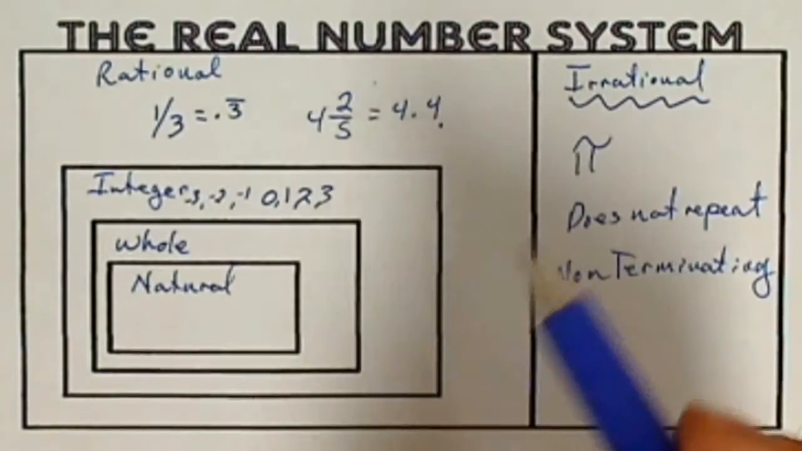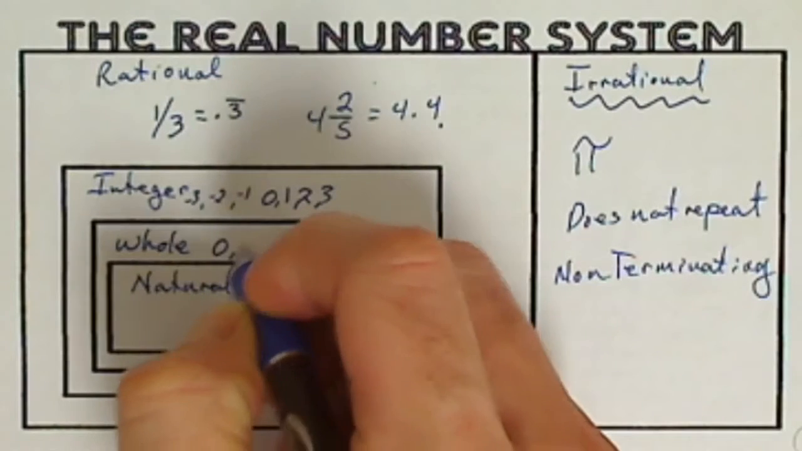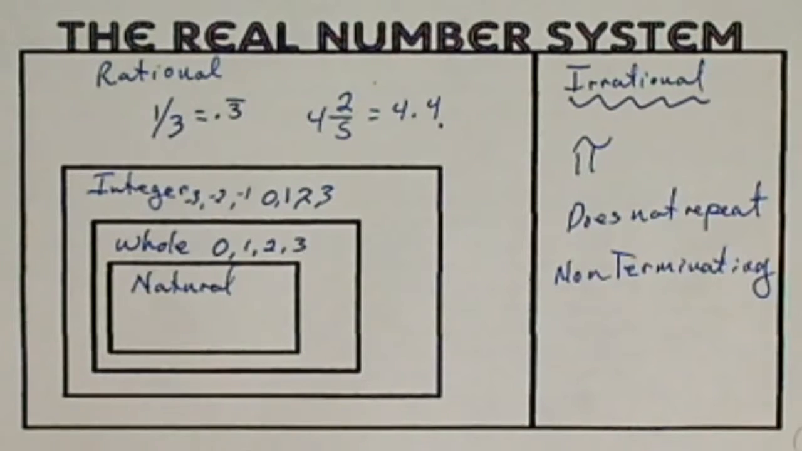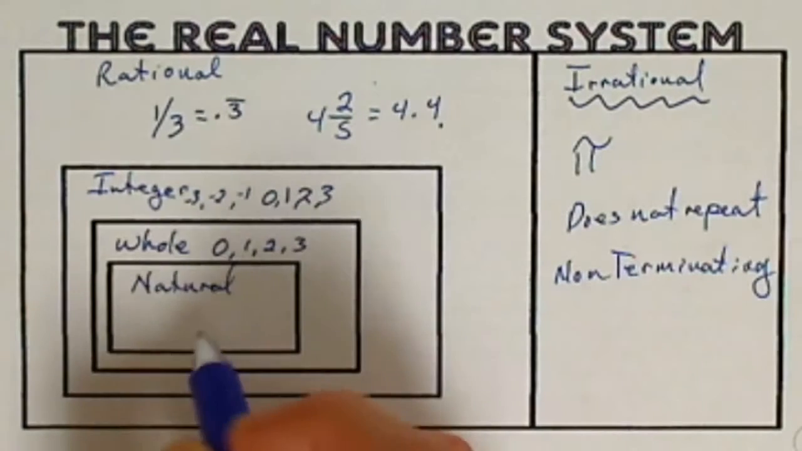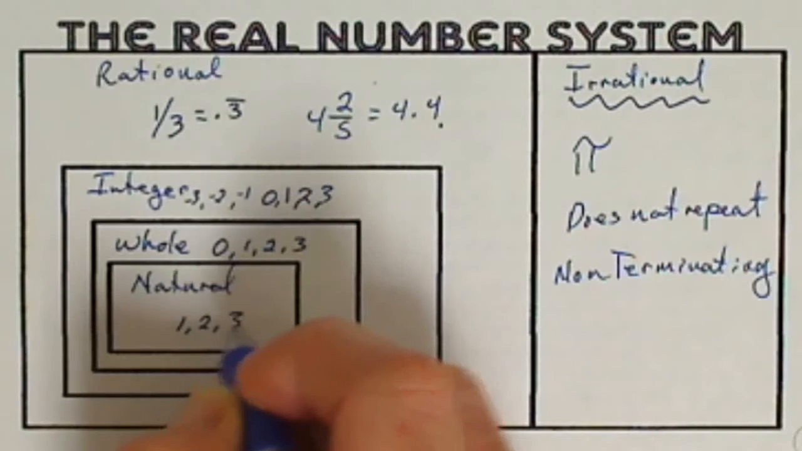So moving on. Underneath integers will be whole numbers. Whole numbers is going to be 0, and then 1, 2, 3, all the way to positive infinity. And natural numbers is a whole number without 0. So we're going to start with 1, 2, 3.